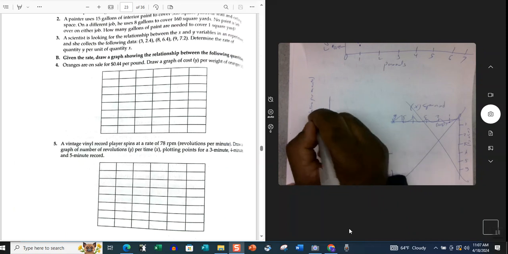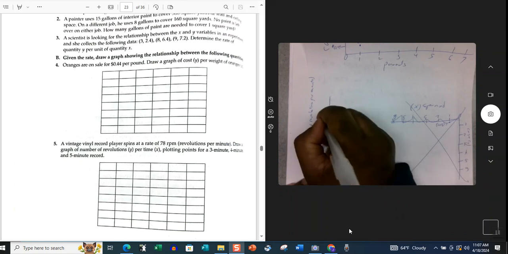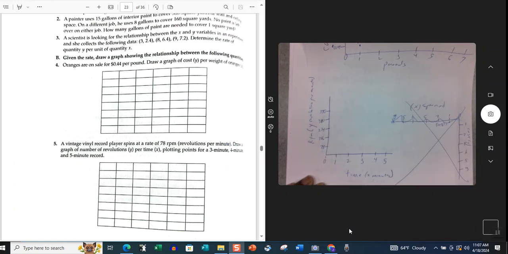Let me see. Looks like 322. Wait a minute, no, is it 312? Yeah, it's 312, not 322. So it's 312. And then another 78 would be 390. Okay, so we can stop there at 390. All right, so with that being said, we graph this.